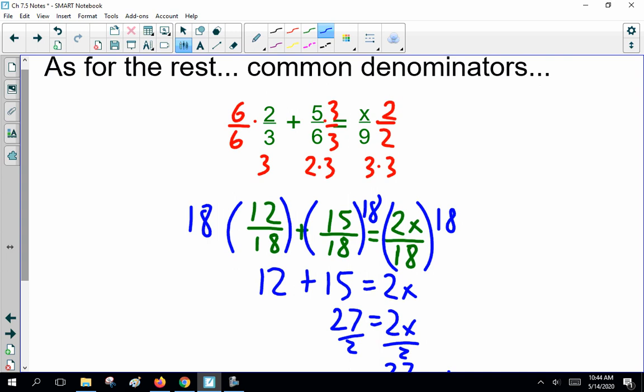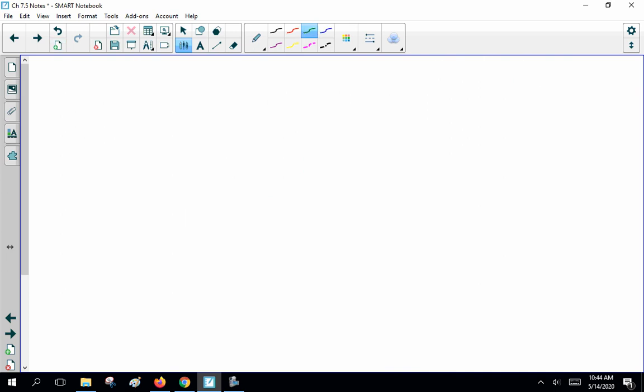So far, so good? Okay. Now, that's the proper way to do it. I'm going to show you a cheating shortcut because, well, I want to. So this is 2/3 plus 5/6 equals x over 9. Checking? So what is the common denominator here?